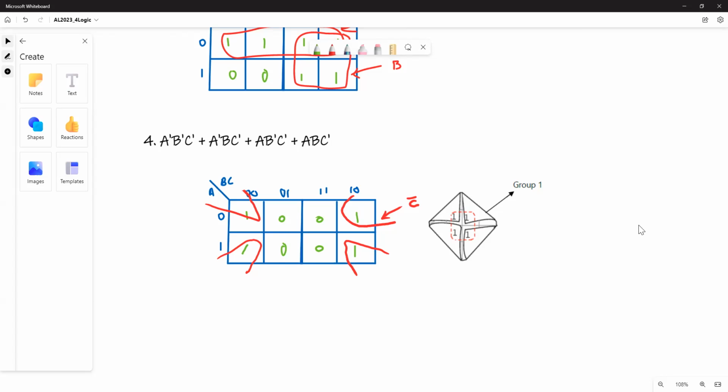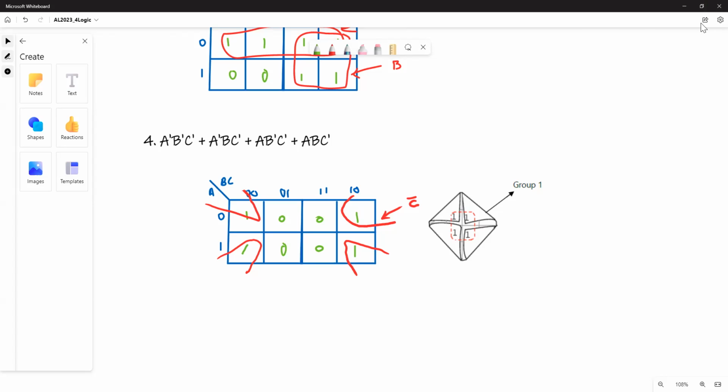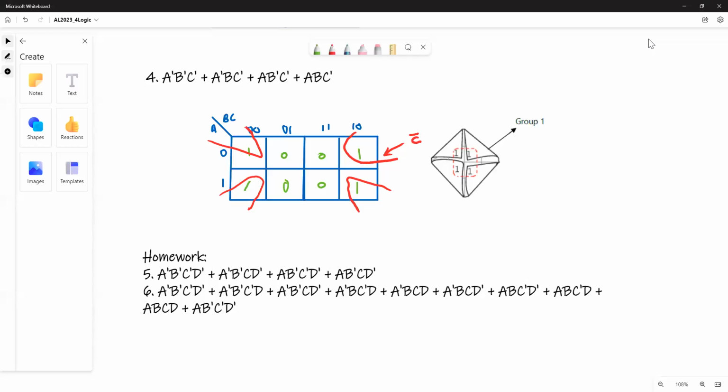So C bar is the final simplification. You can see from here as well. C bar is common to all the four. And if you take this out, you will see that it adds up to 1. So when you look at this, we get C bar.